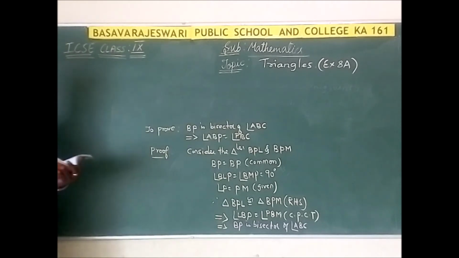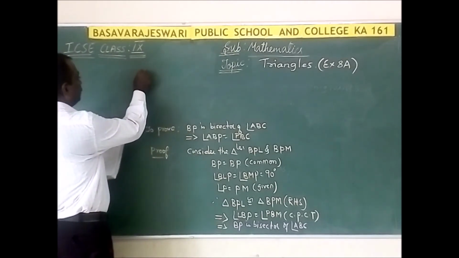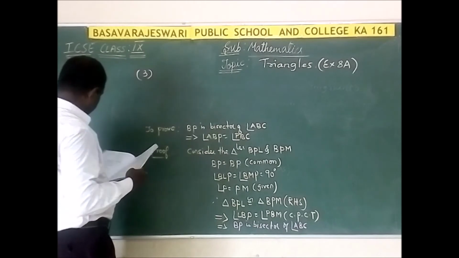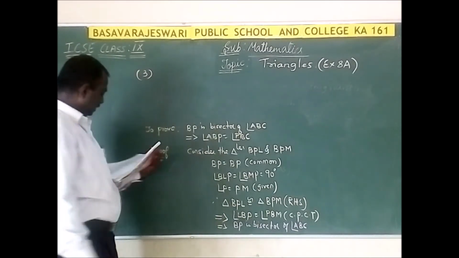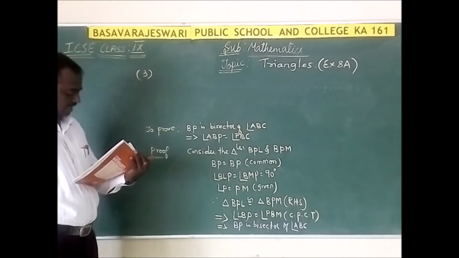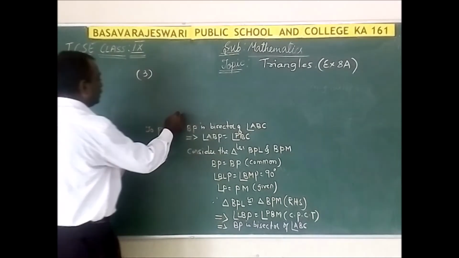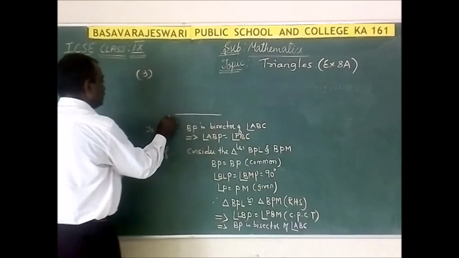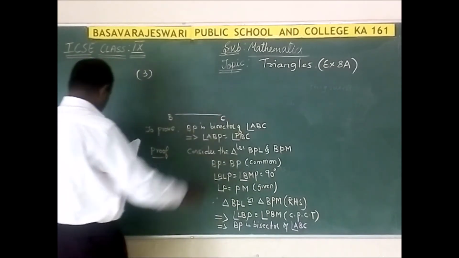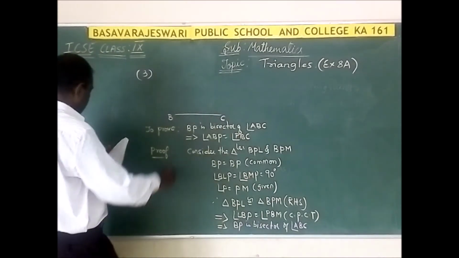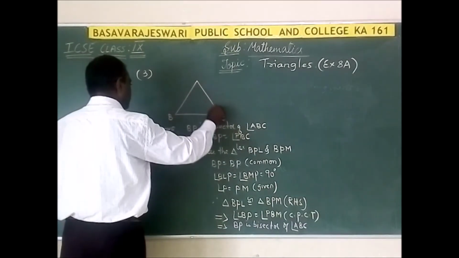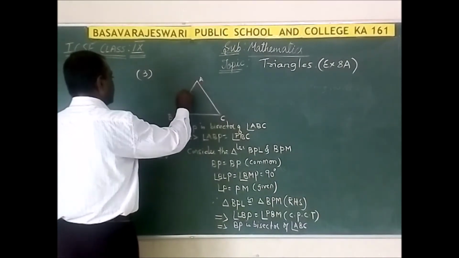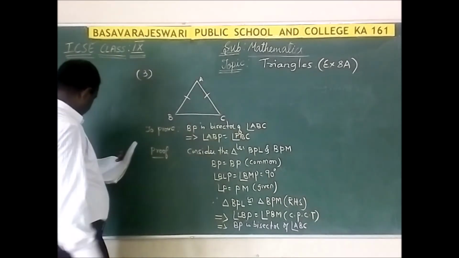So move on to the third question. Okay. So what does the third question say? In the given figure, equal sides BA and CA. This is BC. BA and CA, this is A. They are equal sides.